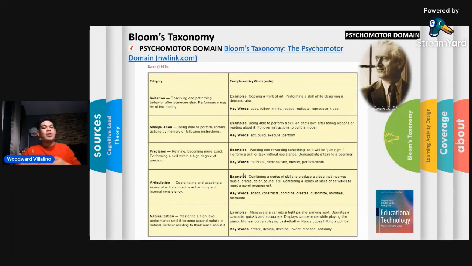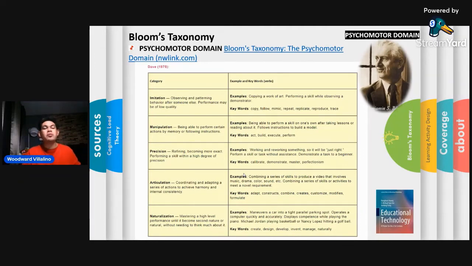How would they act? How would they build? How would they execute? How would they perform? Those are the keywords which show the category of manipulation. How do they manipulate the lesson that has been given? To act, how do they build? How do they execute it?